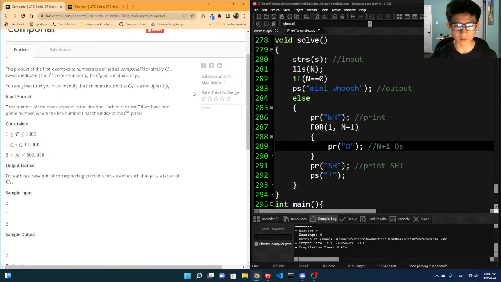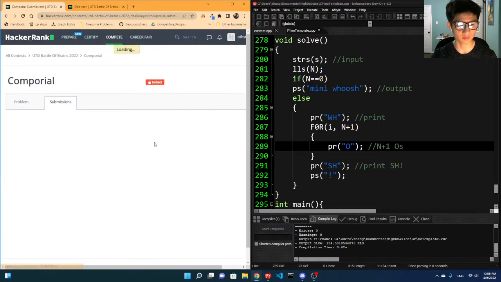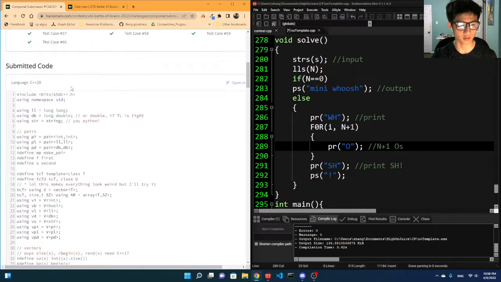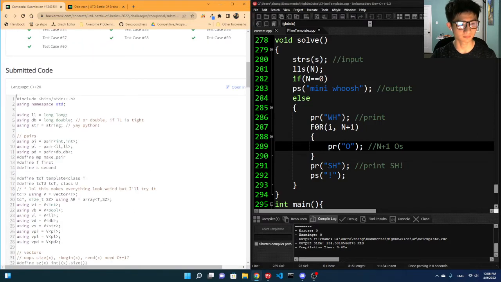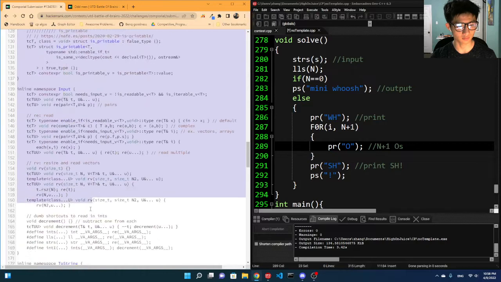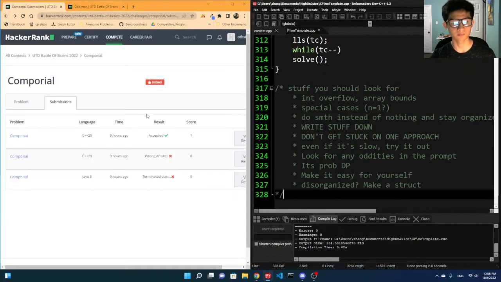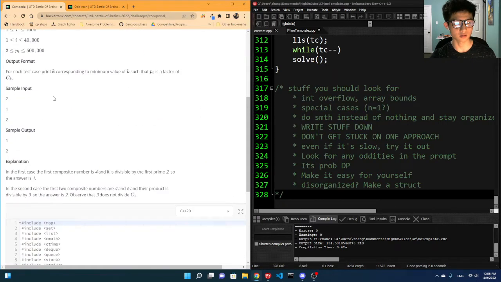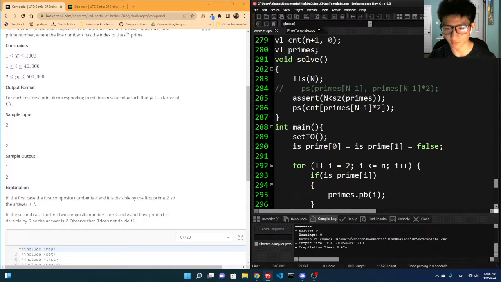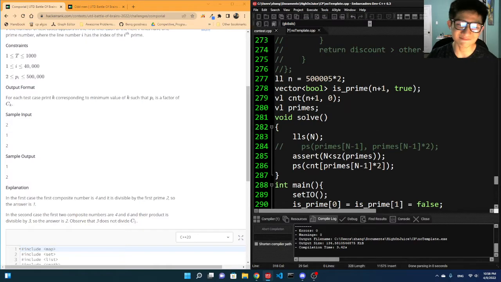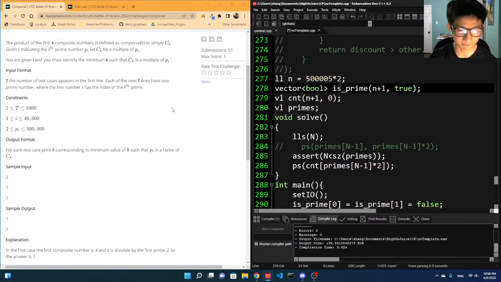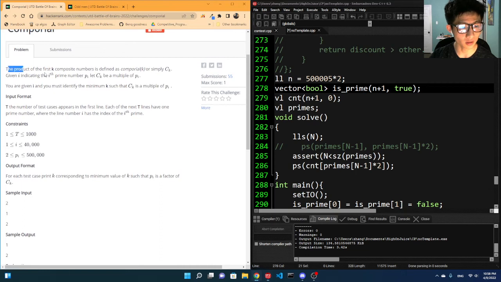Okay, so Comportal is a little different. I did get some wrong test cases, which is kind of sad, but it is okay. I bet if I didn't get the wrong test cases, I would have definitely got first. I made such a dumb mistake too. But it's okay. I'm a little salty. So, here's the deal. The product of the first k composite numbers is defined as Comportal, or simply C_k. Given i, blah, blah, blah.